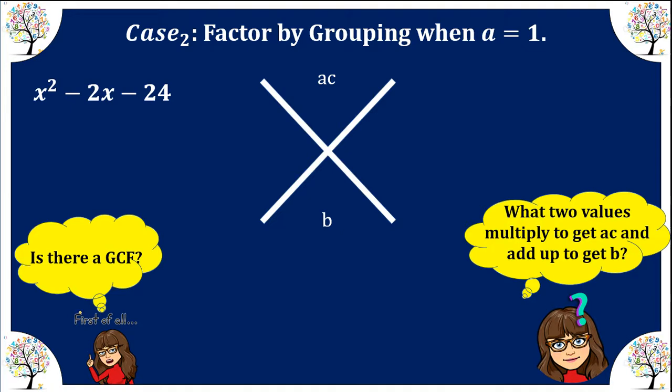Let's take a look at number 3. Again, write your problem and create your graphic organizer. Pause in the video when you need to. There is no GCF. I'm going to identify my A value, my B value, and the C value. In our graphic organizer, A times C is negative 24. Our B value is negative 2. So I'm thinking of the pairs of factors of 24, and one will need to be negative because we have a negative product.